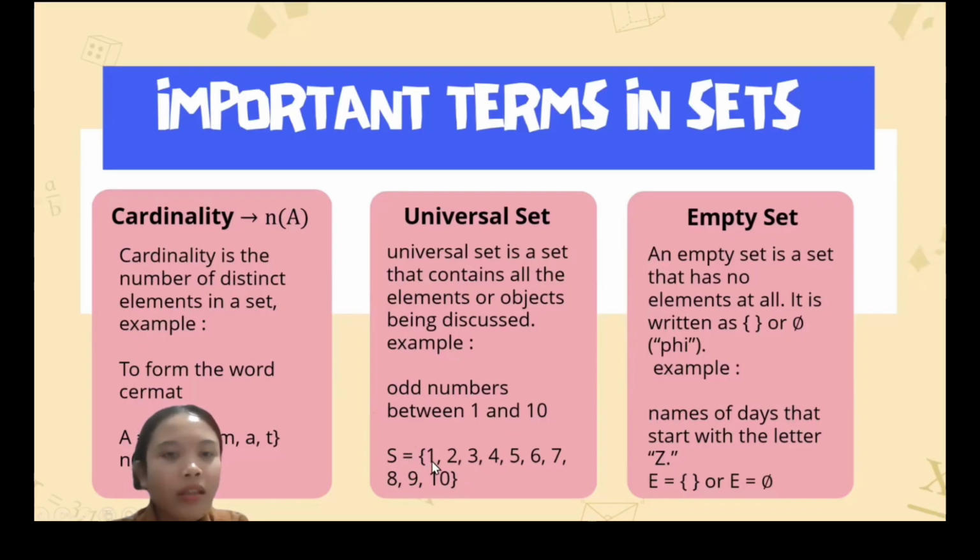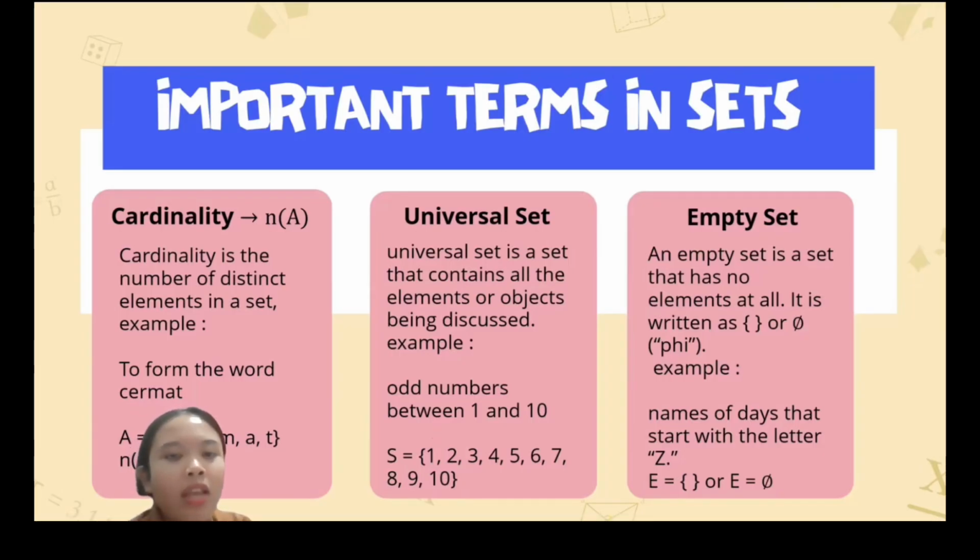Like this: 1, 2, 3, and so on up to 10. From this universal set, we can form other sets. First, the even numbers, set A equals {2, 4, 6, 8, 10}. And second, the odd numbers, which is set B equals {1, 3, 5, 7, 9}.